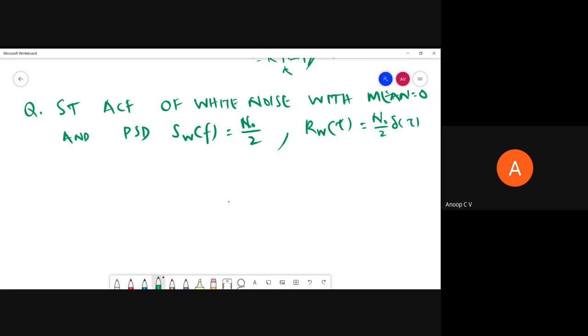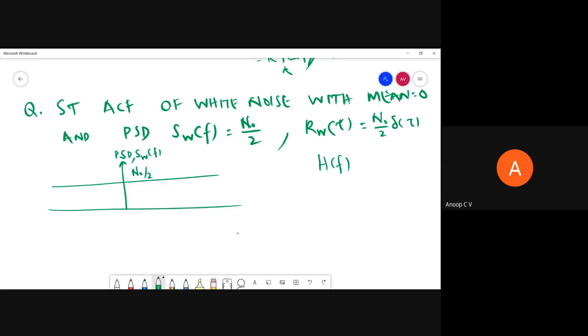A white noise has power spectral density equal to n naught by 2. Maybe I can represent it pictorially like this. It is the power spectral density, PSD, and normally we represent it as SW of F. So what is the difference between the transfer function and the power spectral density? The normal transfer function we represent as H of F, which is the Fourier transform of the output voltage divided by the input voltage.